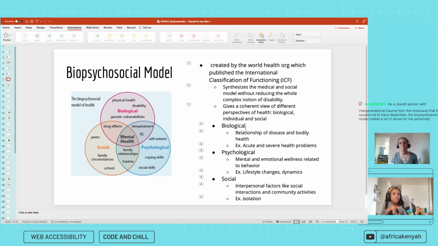Andy Stitt said, as a Jewish person with intergenerational trauma from the Holocaust that has caused me to have disabilities, the biosocial model makes a lot of sense for me personally. Yeah, I think this one is definitely the most robust for sure.